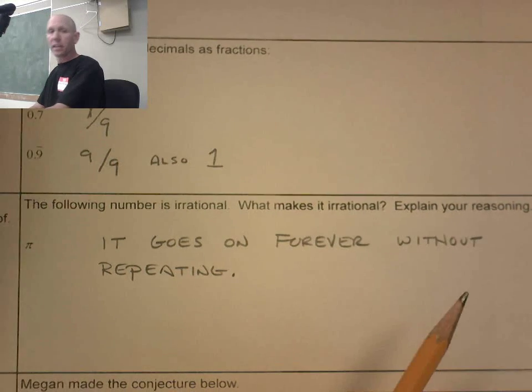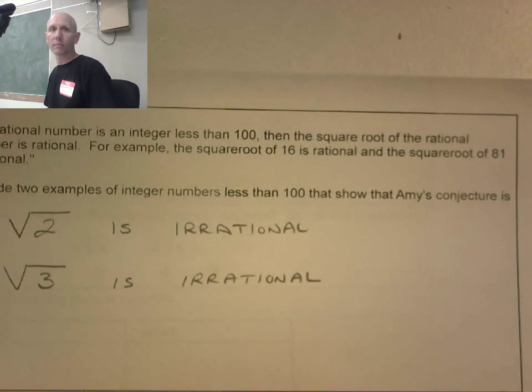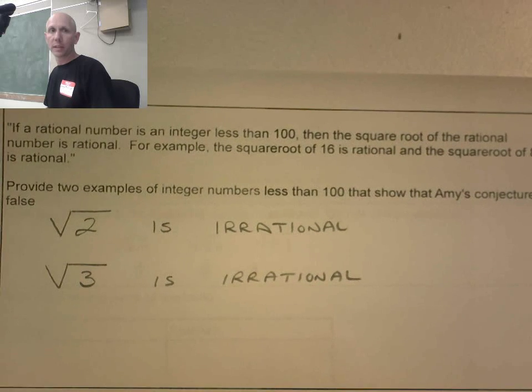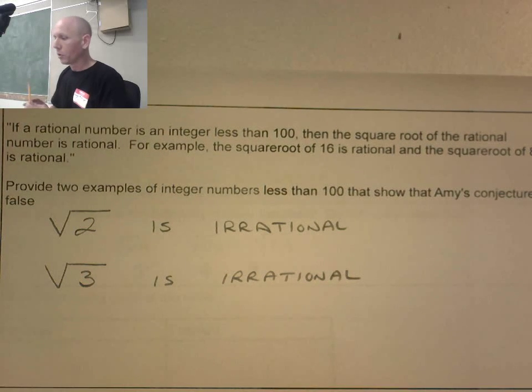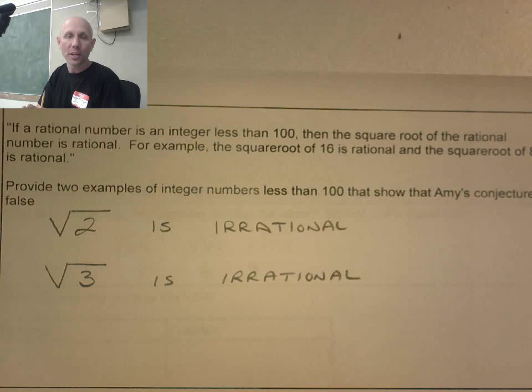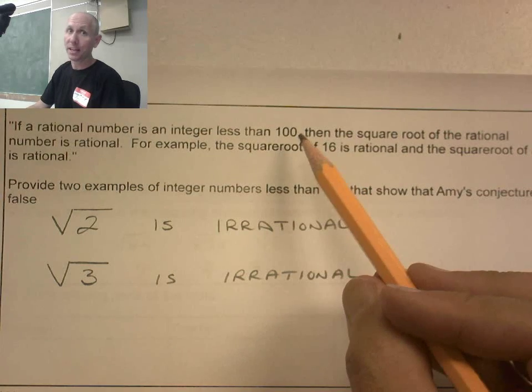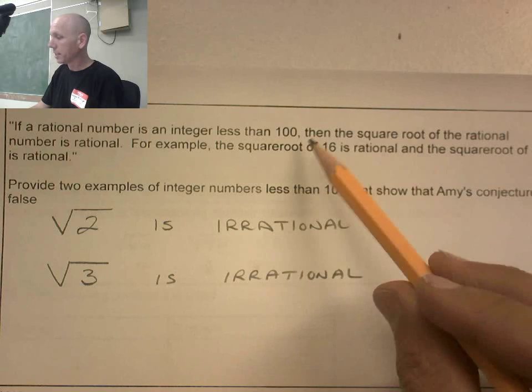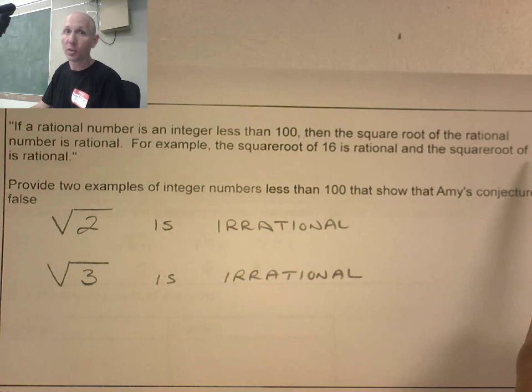Next one. Megan made the conjecture below. Let's see, what does Megan think? Megan says, if a rational number is an integer less than 100, then the square root of the rational number is rational. For example, the square root of 16 is rational, and the square root of 81 is rational. She thinks anything less than 100, when you take the square root of it, is going to be rational. She supports that because 16 is less than 100 and its root is rational, and 81 is less than 100 and its square root is 9, which is also rational.